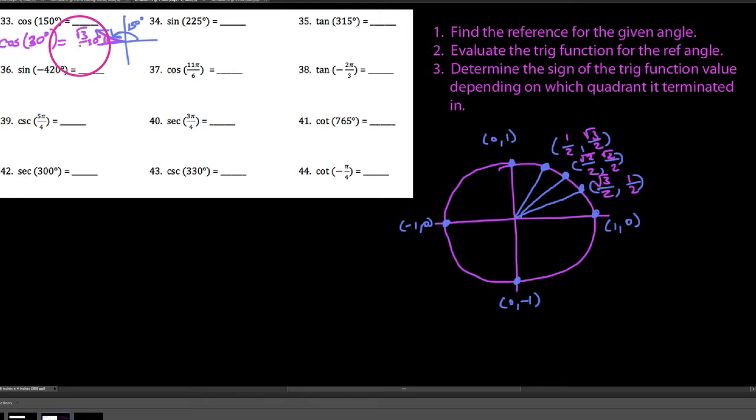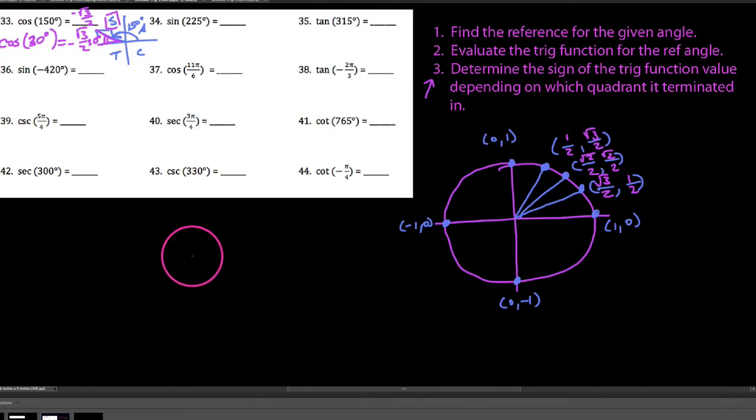Now the only thing we have to do is fulfill this third step. The third step says, depending upon the quadrant you terminated in, should your value be positive or negative? If we know this mnemonic, all students take chemistry or calculus, however you want to remember it, we know that since our angle terminated in the second quadrant and we're finding cosine, our cosine value should be negative, because the only thing that is positive in the second quadrant happens to be sine. So we really get negative root 3 over 2. So that was with just using reference angles.